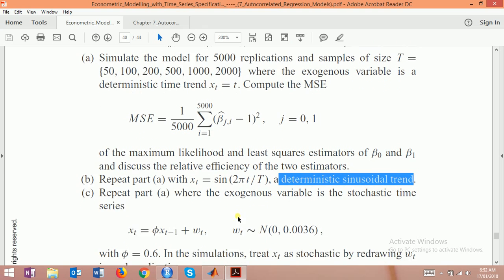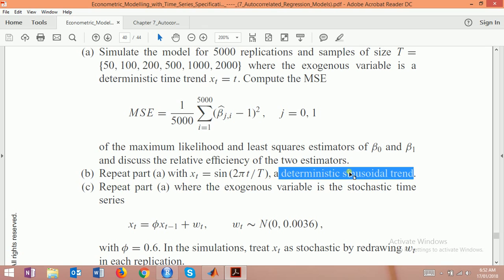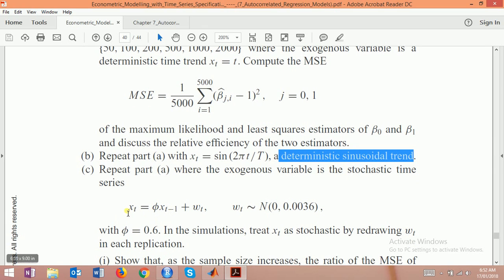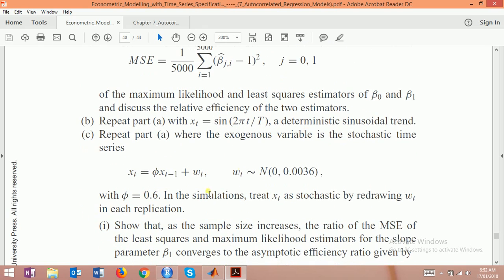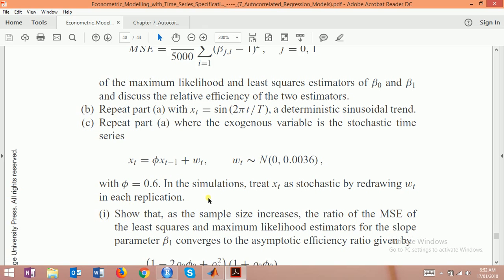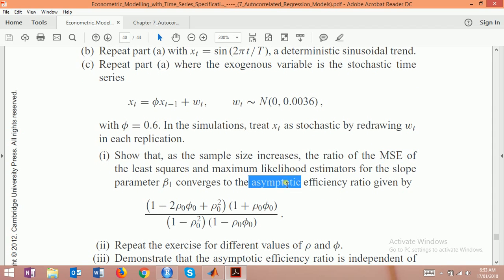a deterministic sinusoidal trend. Repeat part A where the exogenous variable is a stochastic time series. Now if the exogenous variable is a stochastic trend with a residual having zero mean and 0.0036 variance, in the simulation treat x_t as stochastic by redrawing w_t in each replication. Show that as the sample size increases, the ratio of the mean squared errors of the least squares and the maximum likelihood estimator for the slope parameter beta 1 converges to the asymptotic efficiency ratio.